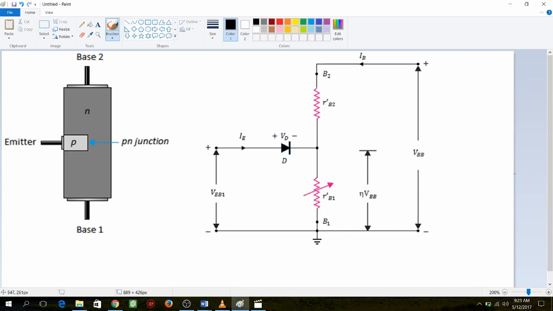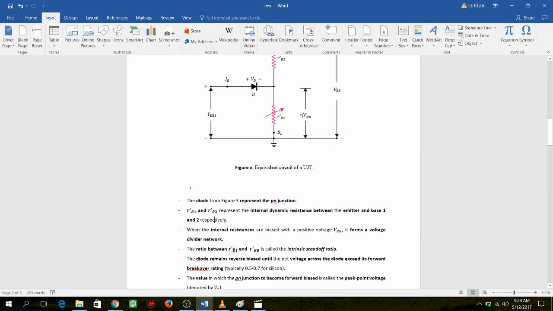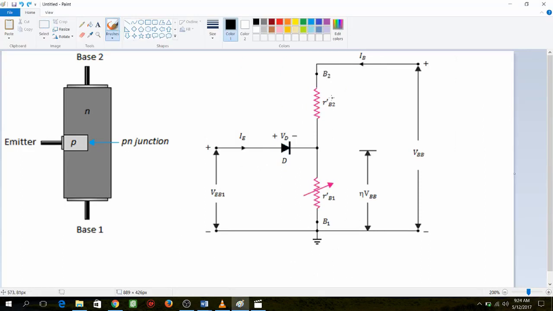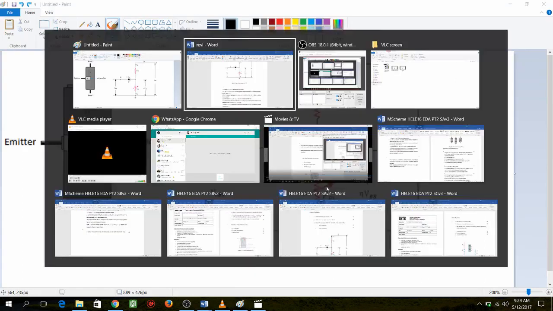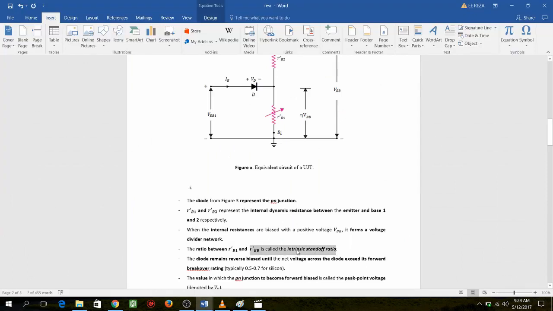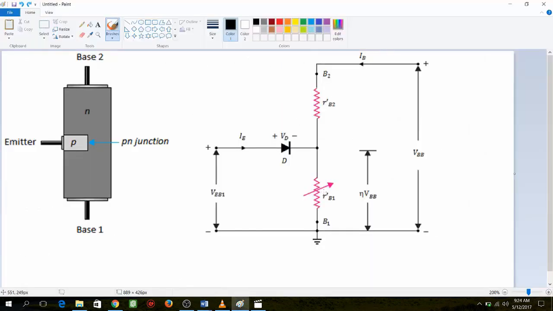What about this resistance here? R prime B2 represents the internal dynamic resistance between emitter and base 2, while R prime B1 represents the internal dynamic resistance between emitter and base 1. As you can see here, this internal resistance forms a voltage divider network, and the ratio between R prime B1 and the total interbase resistance RBB is called the intrinsic standoff ratio, represented by eta.